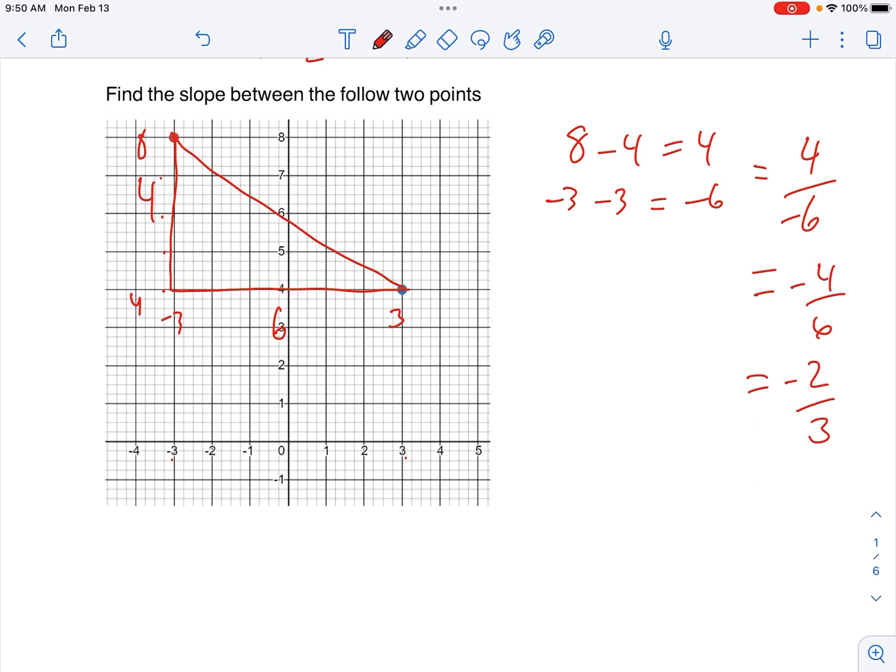And if we saw that, if we went down 2, 1, 2, went over 1, 2, 3, if I had done a better job of drawing this line, it would have actually crossed right there as well.